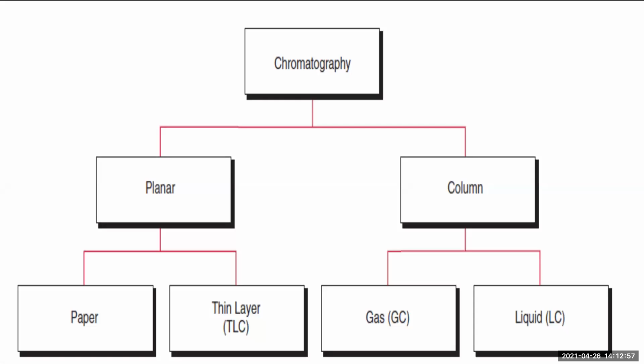So this is a graphical representation of the classification. We see on the left we have planar, where there is paper and thin layer chromatography, and under column there is gas chromatography and liquid chromatography. So what we see here is planar is mostly for the solid type of stationary phase, while column can be used for gas and liquid types.